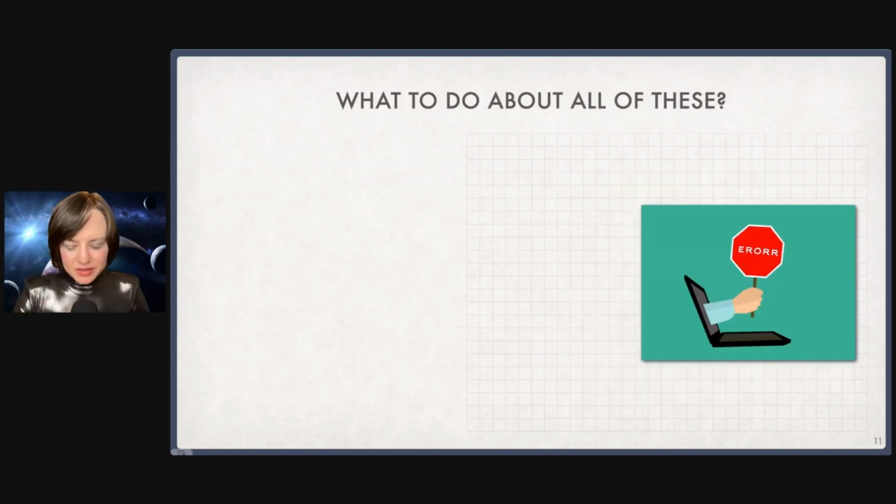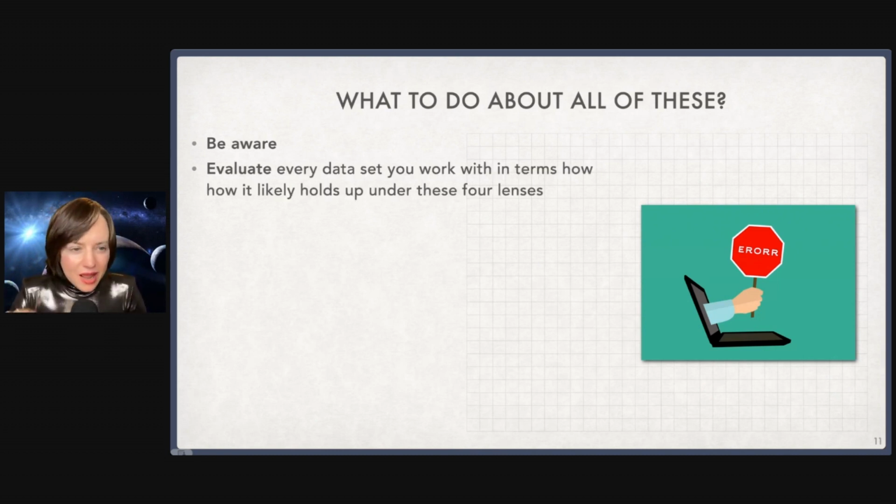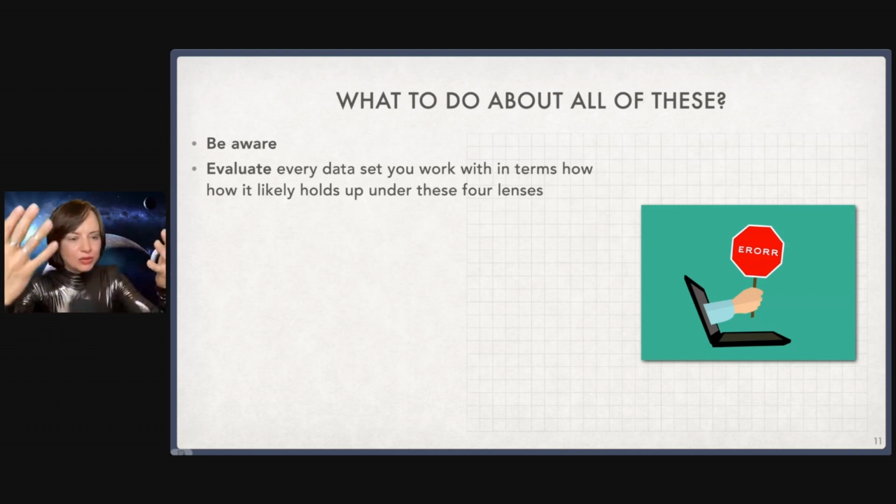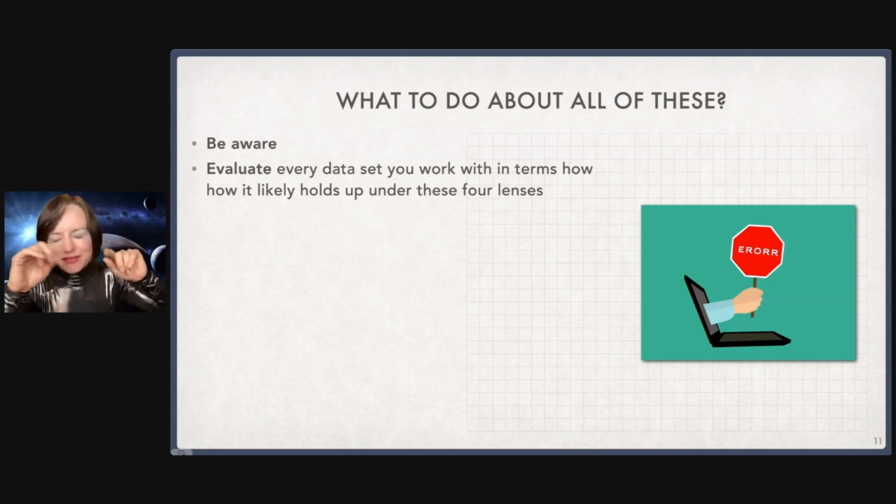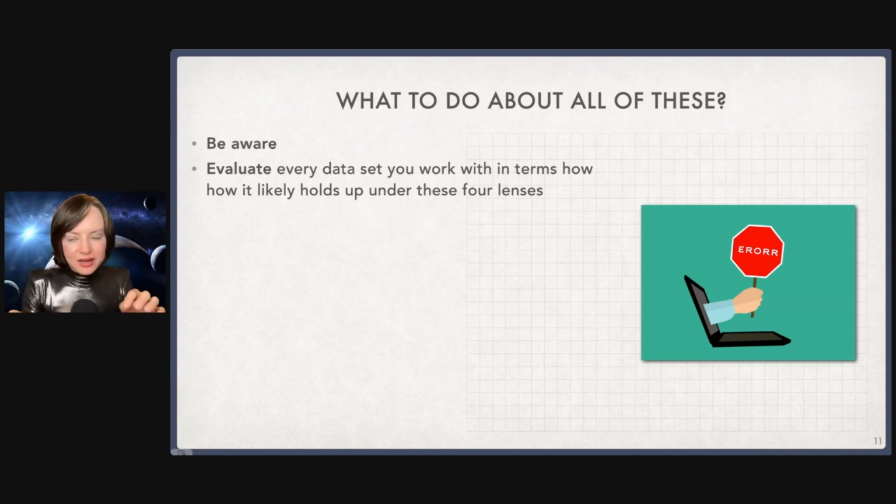So what do we do about all these? Well, be aware. Be aware that the data we're looking at is not capital T truth. Evaluate every single data set you work with, that someone presents to you, that someone gives you the results. Anytime you see a table or a graph in the news, I know we don't all have time for this, but click into the source and look at the actual data and evaluate where it was measured and really think about what this is actually reflecting. All right. So evaluate every data set you work with or confront in terms of how it holds up under these four lenses.